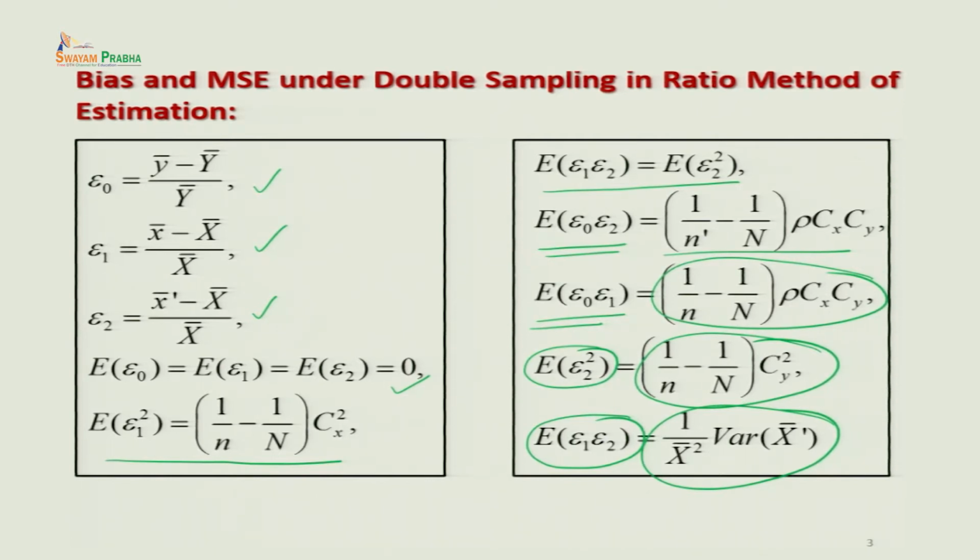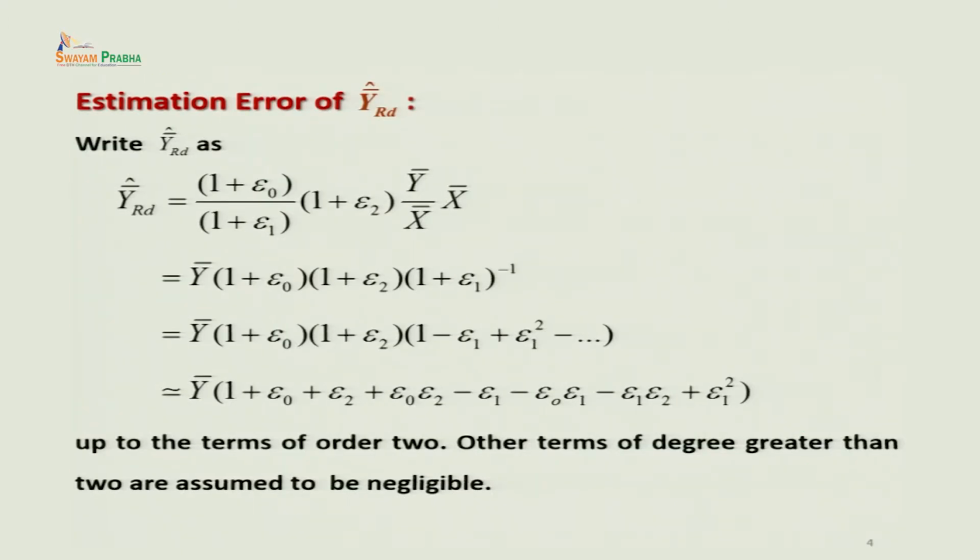Now, I have just given you a quick review, so that you are comfortable in using this expression in this lecture. Now, I am going to use the same technique that we had discussed in the case of the ratio method of estimation. So, I will try to write down here y bar hat RD is equal to y bar upon x bar into x bar prime.